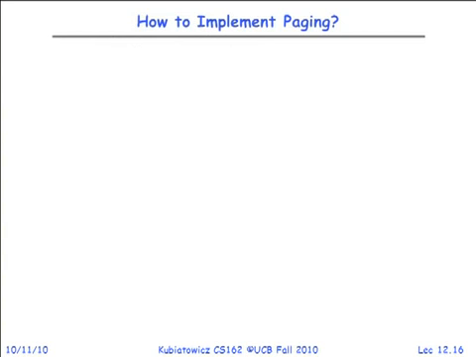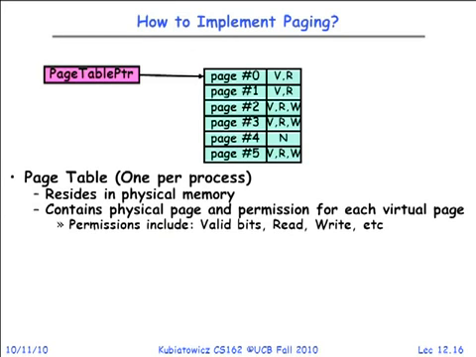So how do we implement paging? Here's a new scheme where we have a single page table pointer register, and a given process has its page table pointer register pointing at a page table in memory. What's a page table? A page table is something with a physical page number and some access bits like valid, read, write, etc.